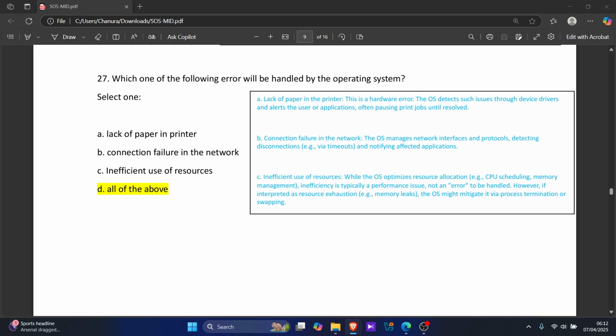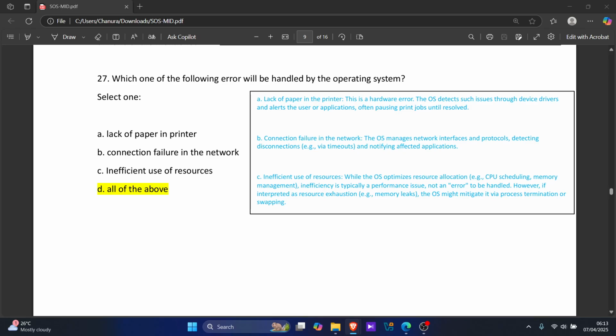The operating system is responsible for managing hardware and software resources, handling errors, and ensuring efficient operation. Here's the breakdown of the options. A, a lack of paper in printer. The OS detects hardware errors like printer issues through device drivers and notifies the user or pauses print jobs. Handled by the OS. B, connection failure in the network. The OS manages network interfaces and detects connectivity issues, attempting recovery or alerting the user. Handled by the OS.